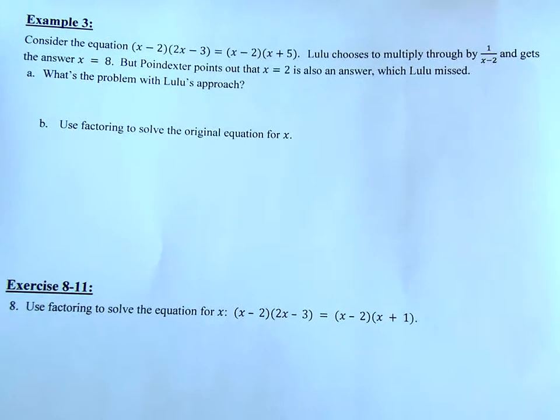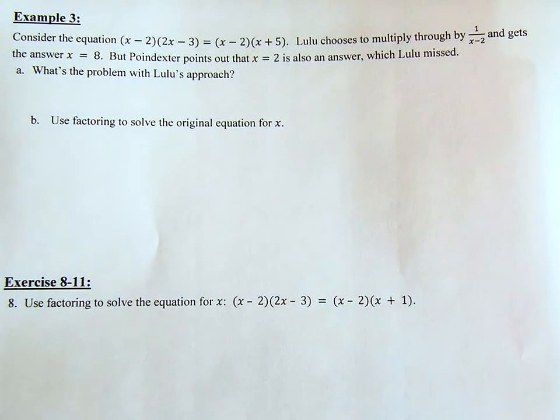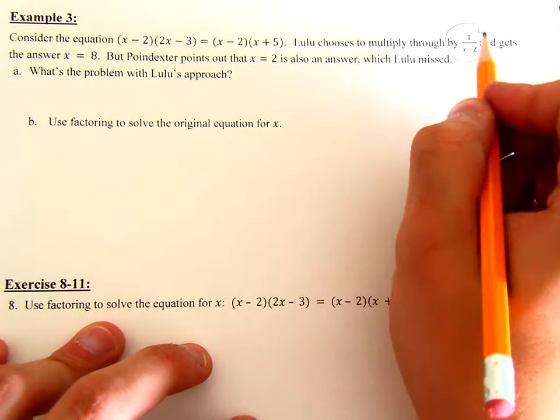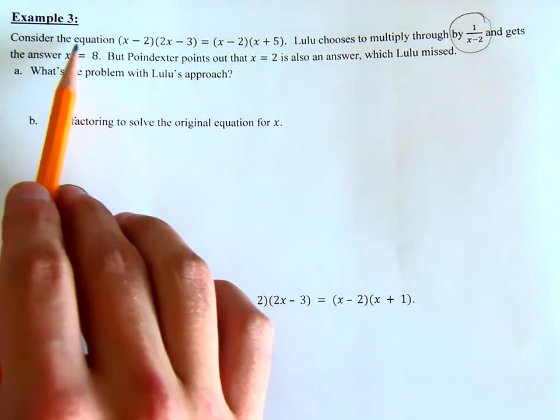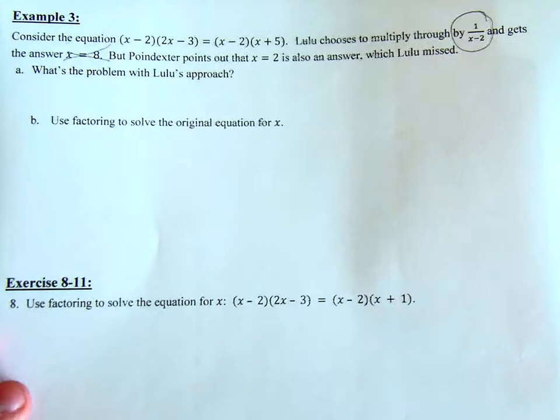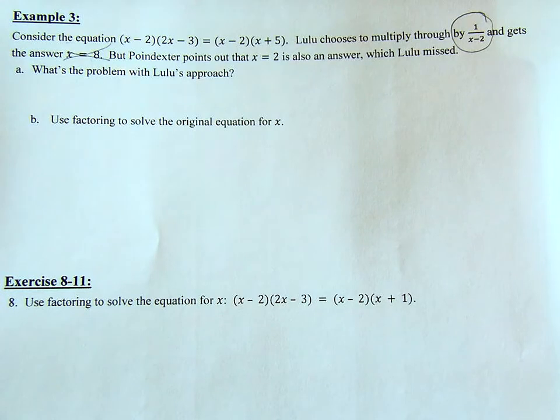consider the equation (x minus 2) times (2x minus 3) is equal to (x minus 2) times (x minus 5). Lulu chooses to multiply through by 1 over (x minus 2) and gets that x is equal to 8, but she's wrong. Because Poindexter points out that x is equal to 2 is also an answer, which Lulu missed. What is the problem with Lulu's approach?